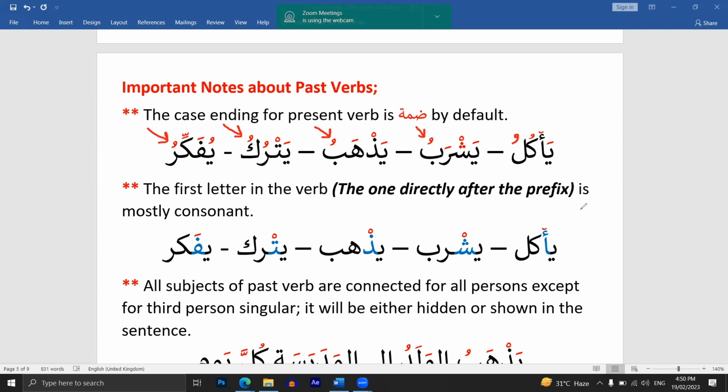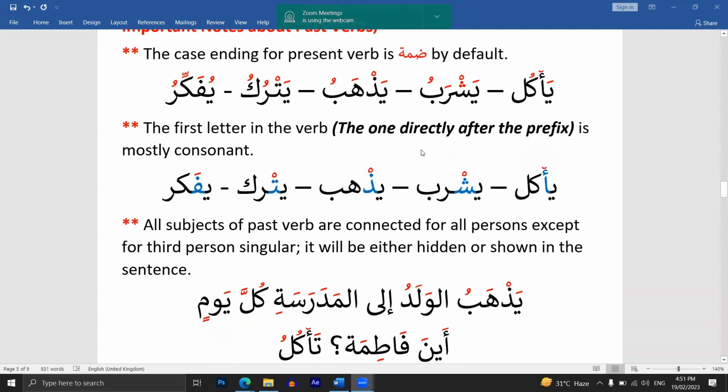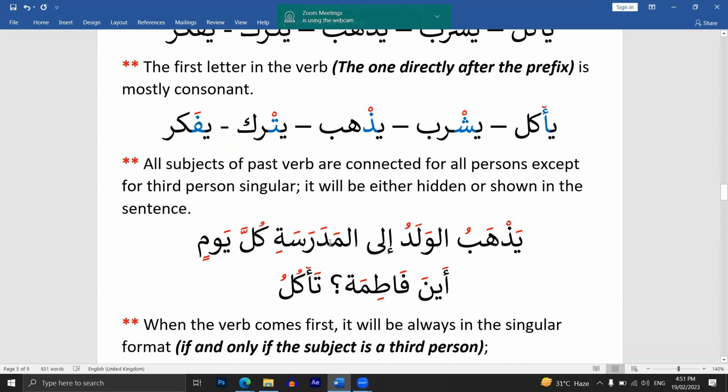And another note that the first letter of the verb, which is the one directly after the prefix, is always, or in most of the cases, consonant. So it's labeled with sukoon. Yesh, sh is also consonant. Yeth, yet, yetruk. But here, yufakkir, this one is not consonant because this ka has shadda, is duplicated. Okay.